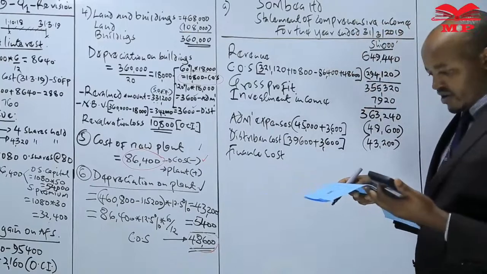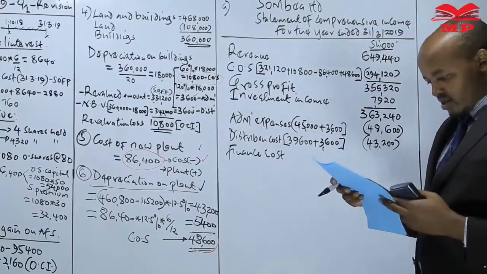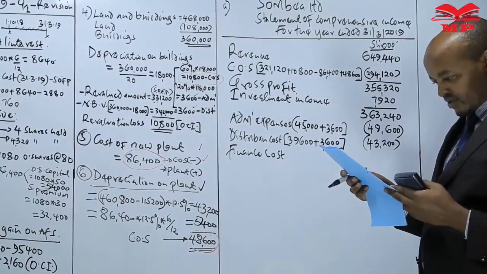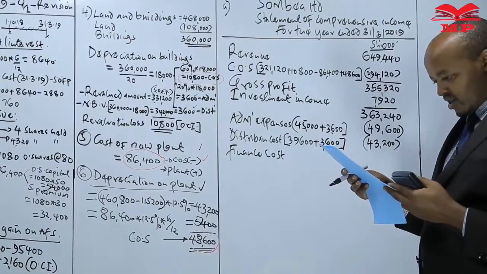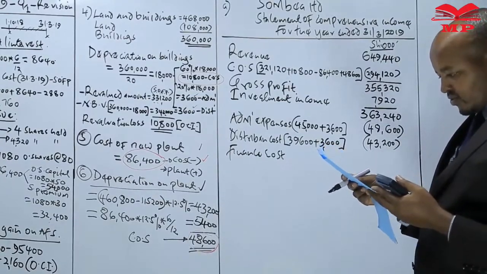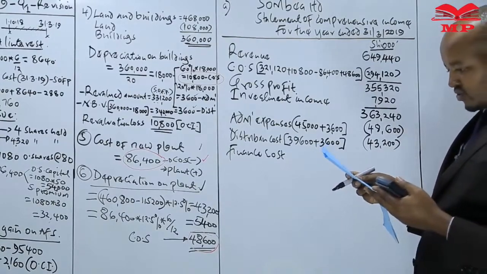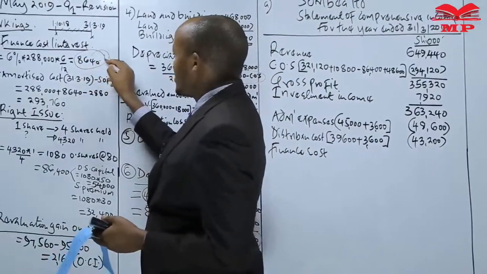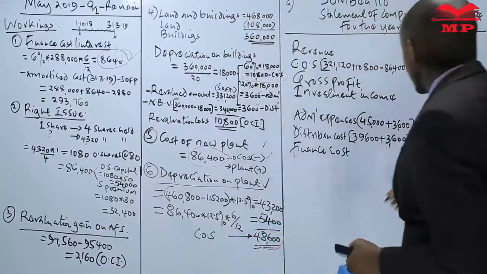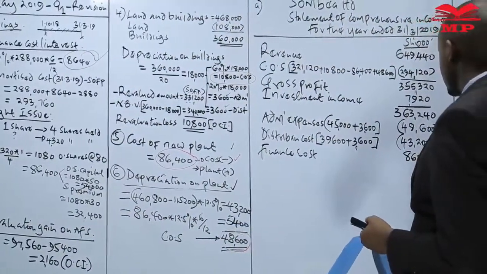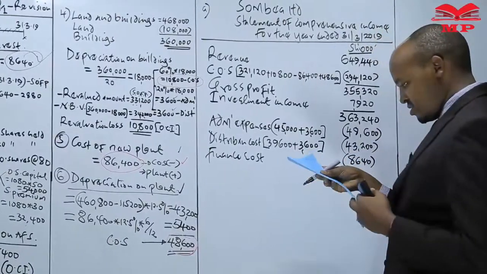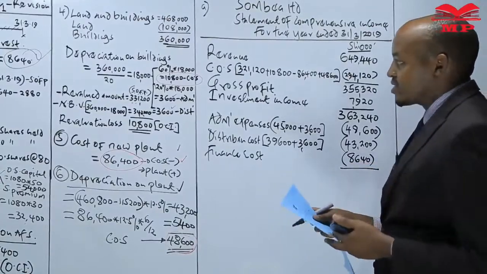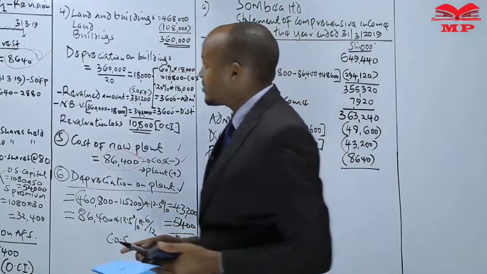So we need to check whether we have any finance cost in the trial balance. And I think in the trial balance we don't have any finance costs. So the only finance cost we will be having is what we computed in note number 1. We computed a finance cost here of 8,640. So we have that here. And in our case, I don't think there is any other expense we have not included in our statement of comprehensive income.